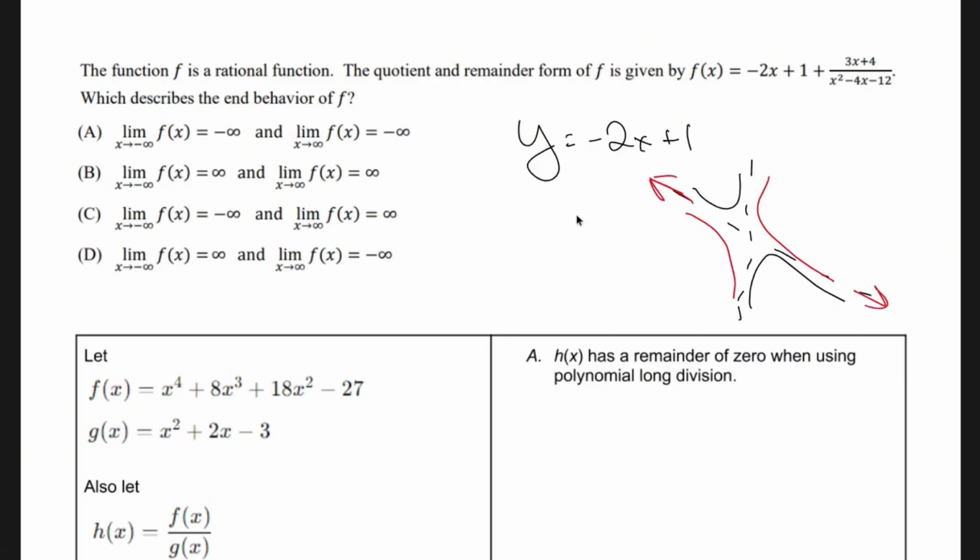So that means the limit as x approaches negative infinity of f of x is going to be positive infinity. Similarly, the limit as x approaches positive infinity of f of x is going to be negative infinity.